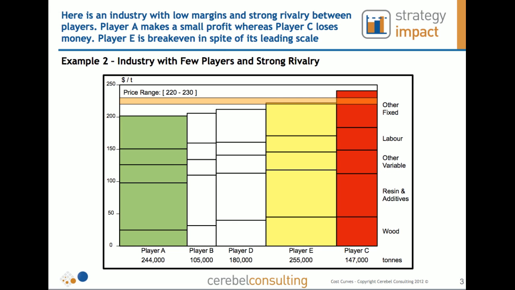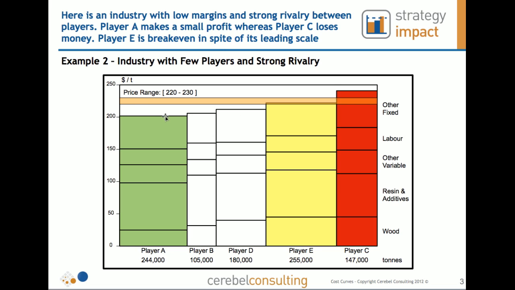Second example of an industry with a few players, but this time with a much stronger rivalry between them. The first thing to notice on this cost curve is it's a much flatter cost curve, which means that the unit cost difference between those players is much smaller than in the previous case. Also to notice is that the price range here is not above all players. So you can see that A in green has got a good ability to generate profits. Player E in yellow is breaking even, and player C in red is actually losing money.